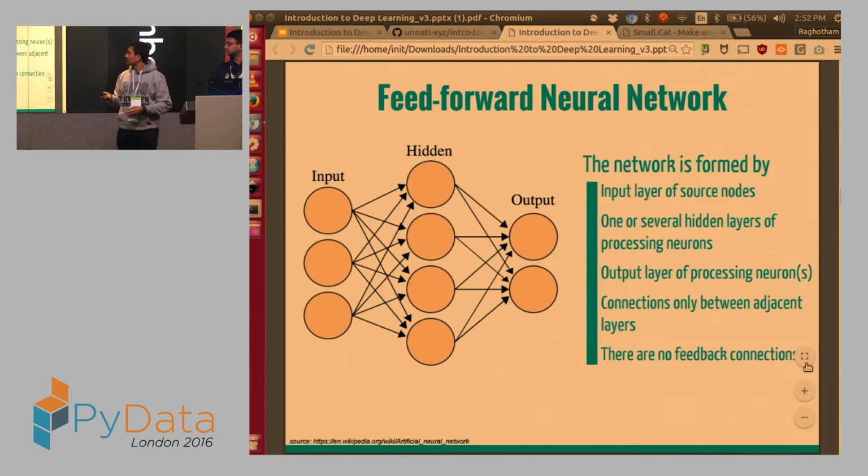So this is called a feed-forward network. The data is always flowing from left to right, but it never comes back. There's no feedback loop here, if you see. So this is called a feed-forward neural network. And you can have multiple hidden layers. There can be two or more, not just one.